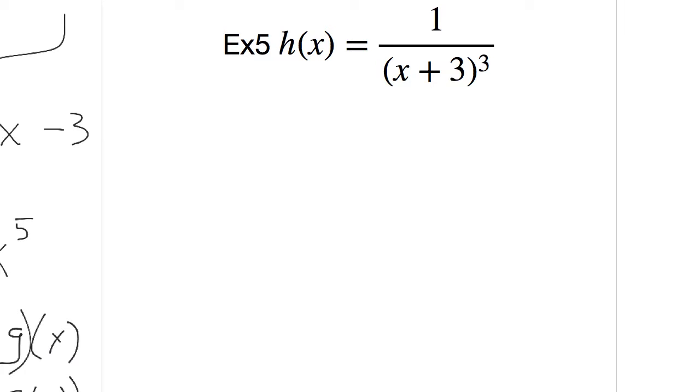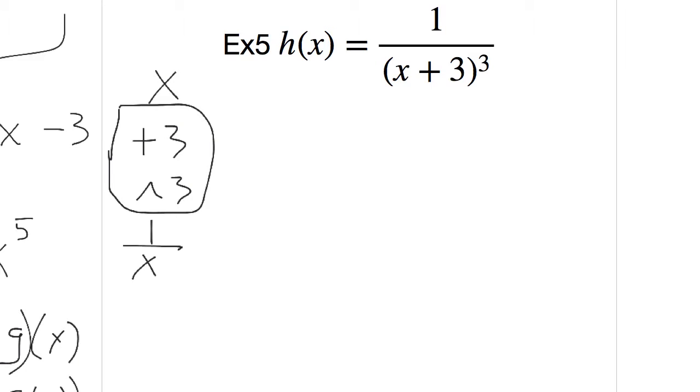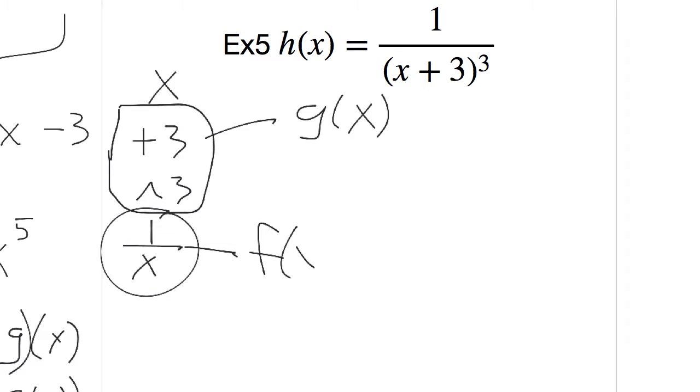Well, order of operations. If we had x, then we would first add 3, and then raise it to the 3rd power, and then take the reciprocal, or put it in a fraction, 1 over x. We will consider these two functions to be g of x, and we'll consider this one to be f of x. That's the most complicated one. We'll just leave it all by itself.